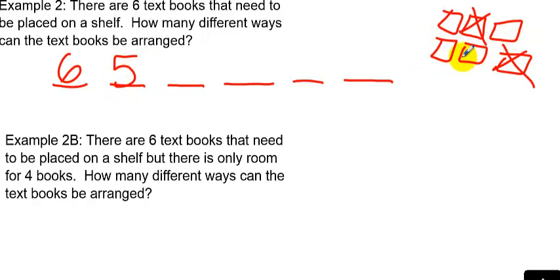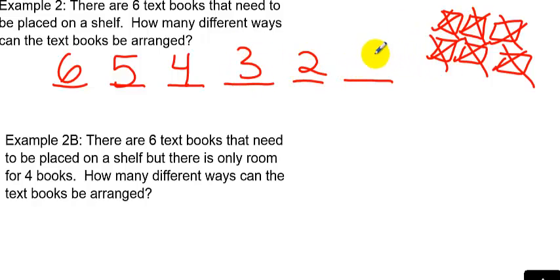Now I have 4 to choose from because the first 2 books are already placed. And so on and so forth. Now, the reason that I introduced the factorial is because what we've done is we've created a factorial.